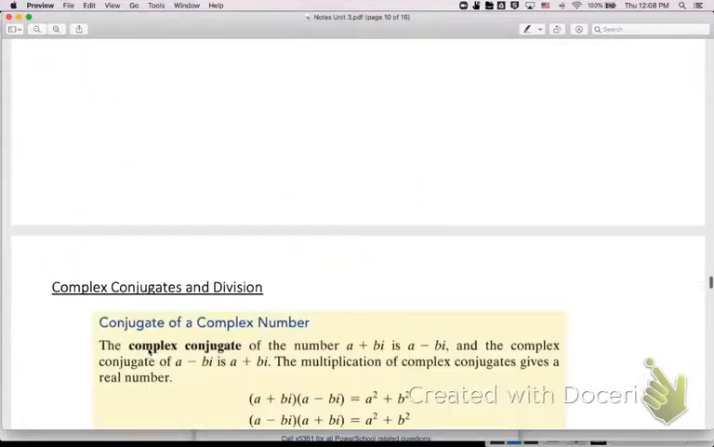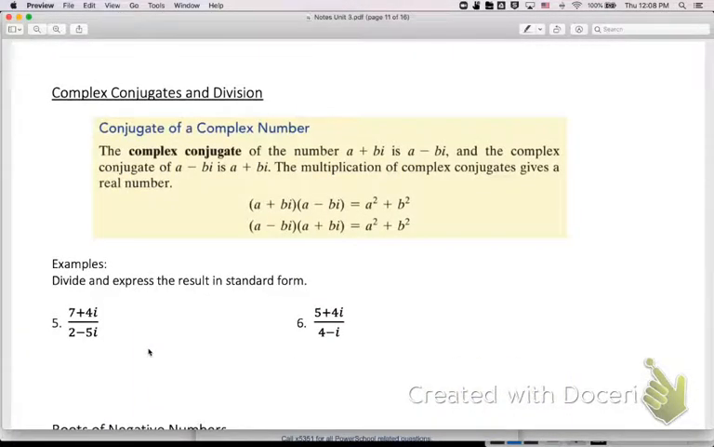Okay. Now, division is where it gets a little bit tricky, and this word conjugate is a word that we've heard before. Remember that when we were talking about multiplying polynomials and factoring polynomials, we said anytime we multiply a plus b times a minus b, those are called conjugates, and the result is always going to be the difference of two squares, a squared minus b squared.